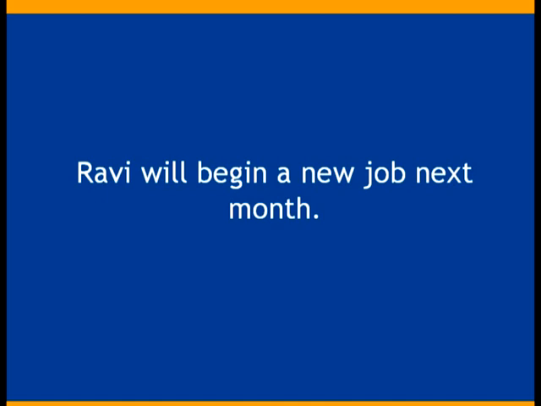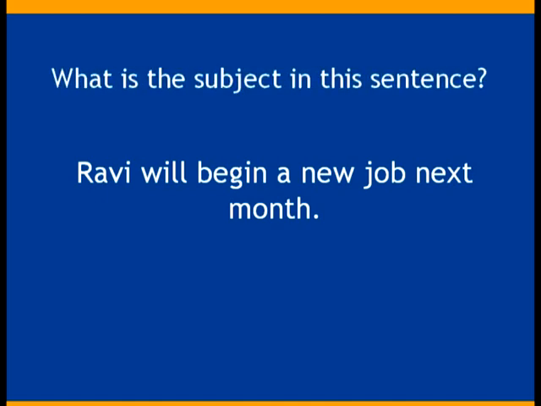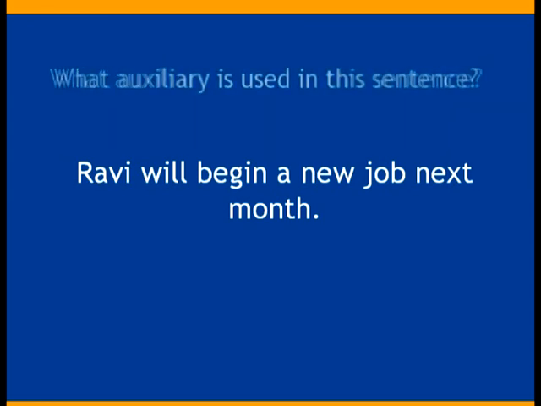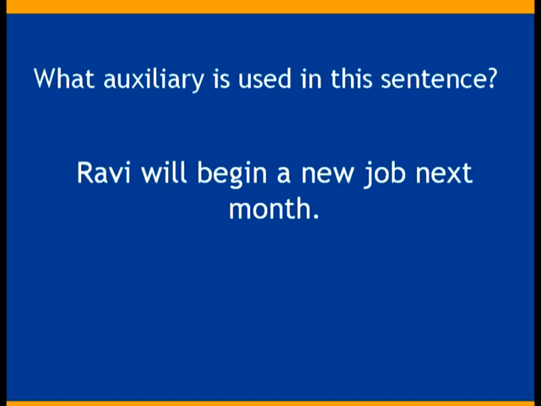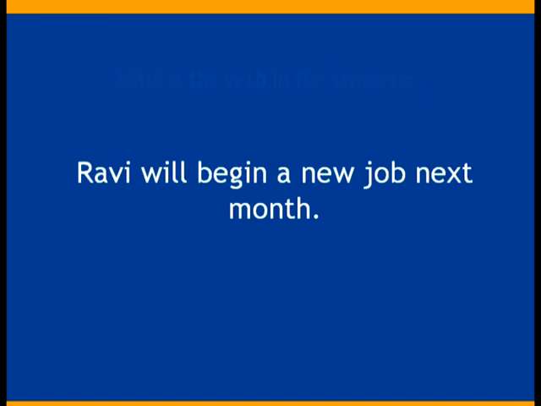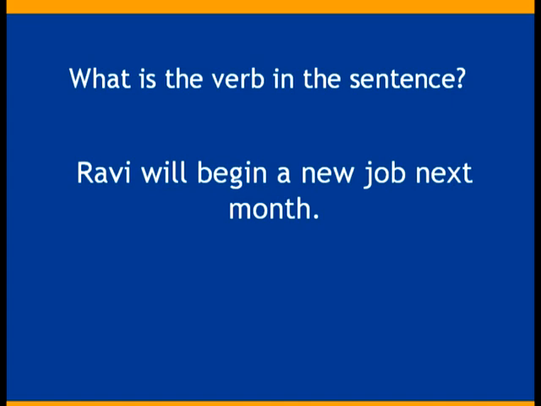What is the subject in this sentence? That's correct. Ravi is the subject. What auxiliary is used in this sentence? Correct again. The auxiliary here is will. Now think about what the verb is in the sentence. Begin is the verb in this sentence.